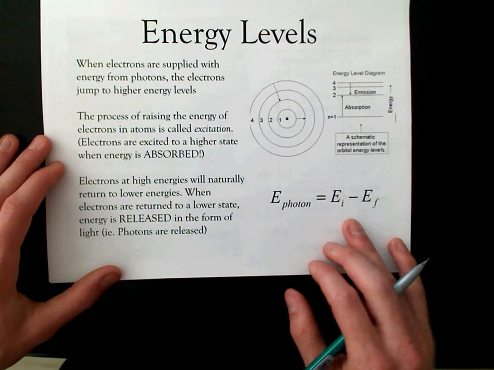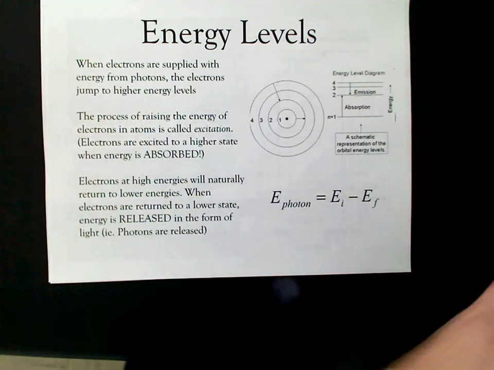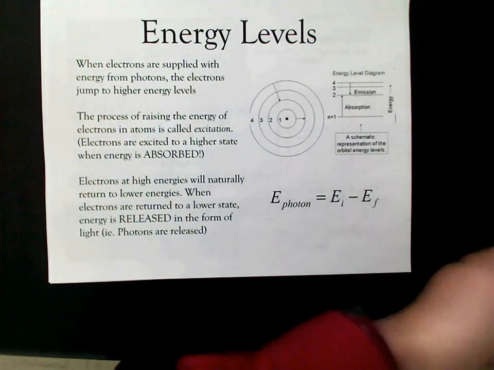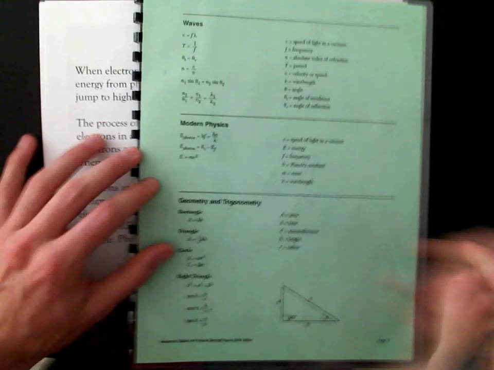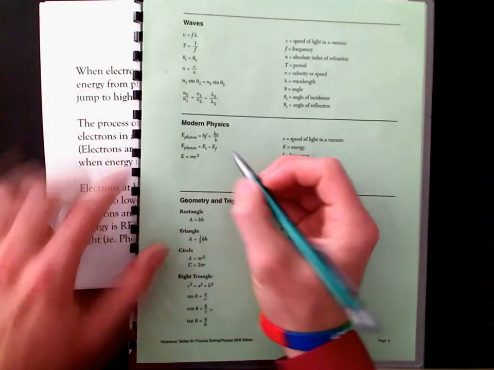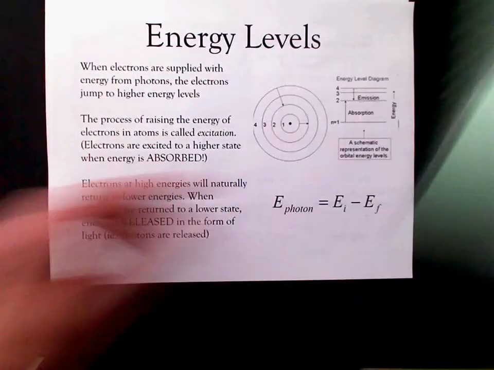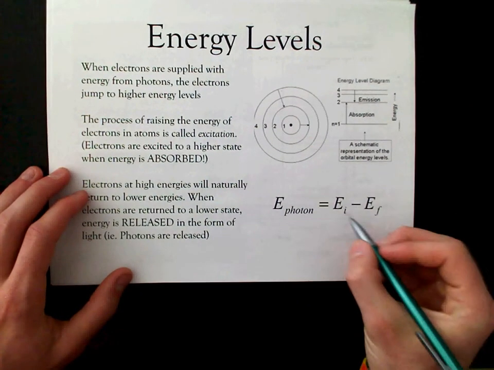And if we look into our modern physics section, we already have it. That's our second equation that they gave us. So boom. We don't have to worry about that the initial is before the final, because they give it to us.